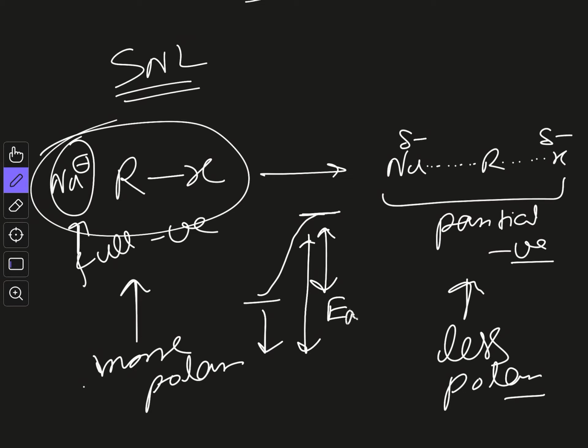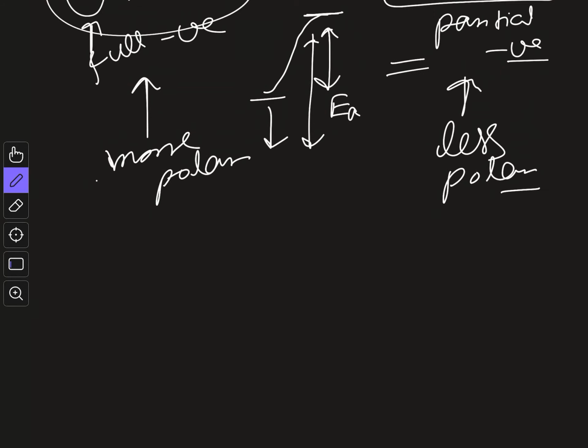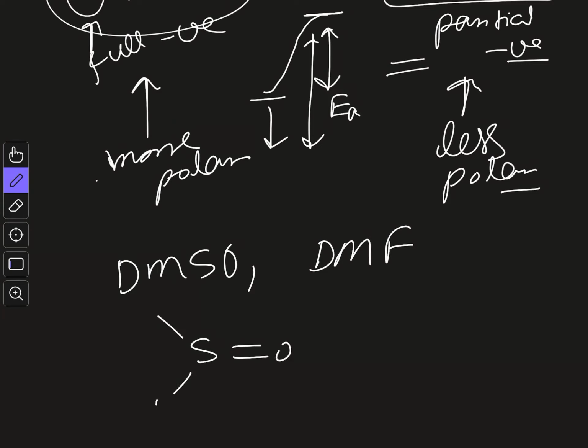So you cannot use a very polar solvent or very polar protic solvent for SN2 reaction, and we know the reason, because the transition state is less polar. But at the same time, if you use polar aprotic solvent like DMSO or DMF, so what is the structure of DMSO? DMSO has the structure like this, dimethyl sulfoxide.